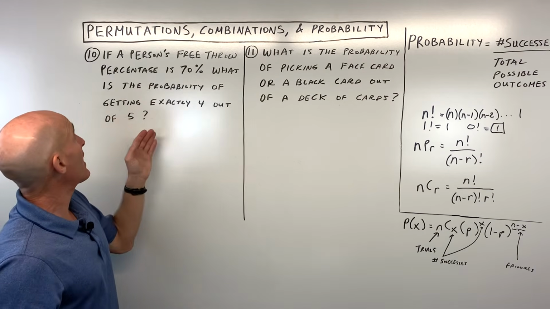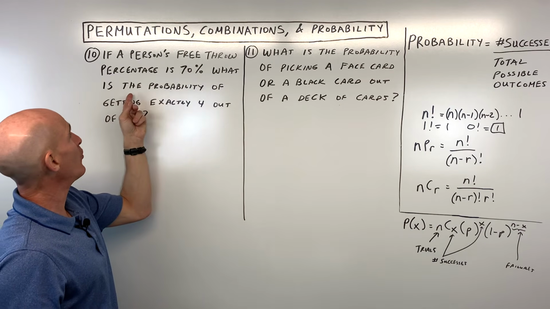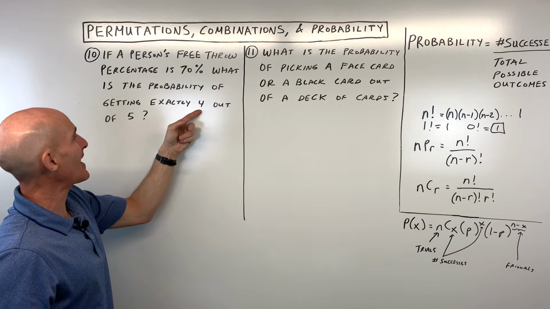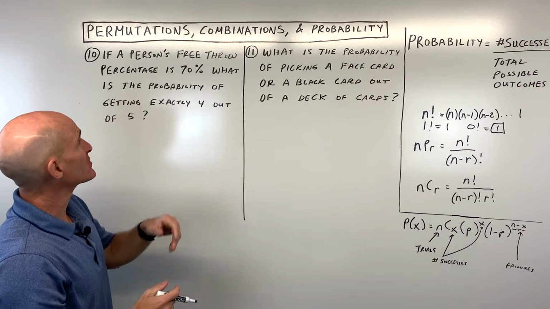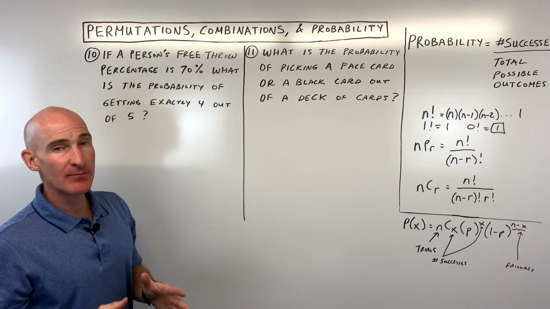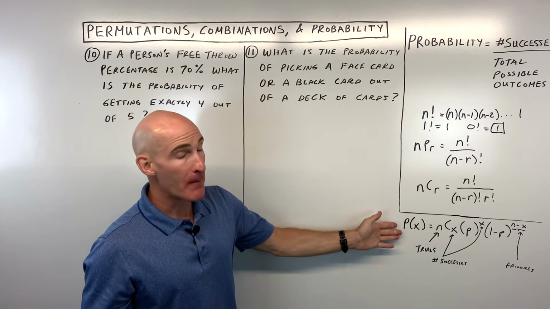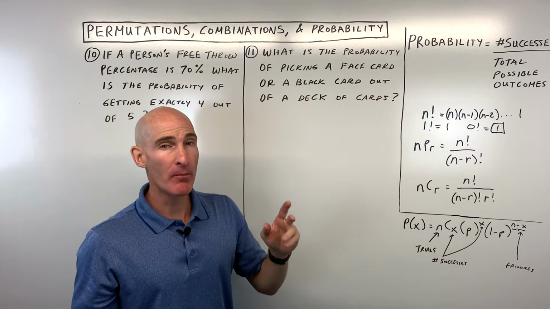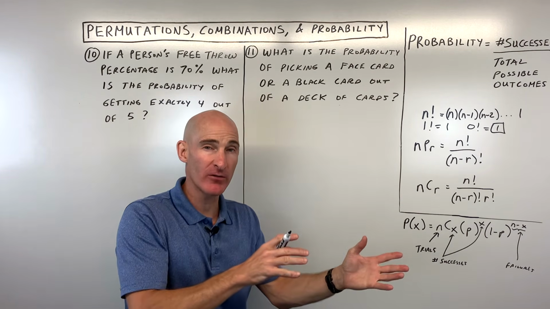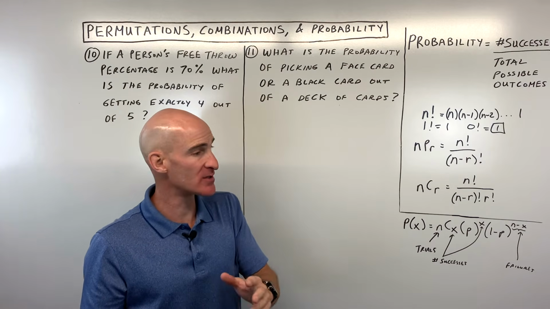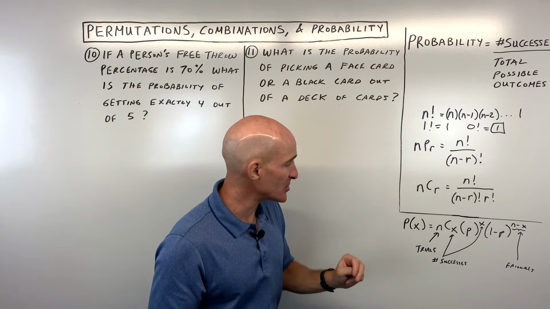For number 10, we have if a person's free throw percentage is 70%. What is the probability of getting exactly 4 out of 5 free throws? So the percentage of scoring is 70%, that's 0.70. And what we're going to do is let's talk about this binomial probability. So binomial means like bi is 2. So there's 2 possibilities. Either you make the free throw or you miss the free throw. So it's like win or lose, succeed or fail. There's only 2 options, right?